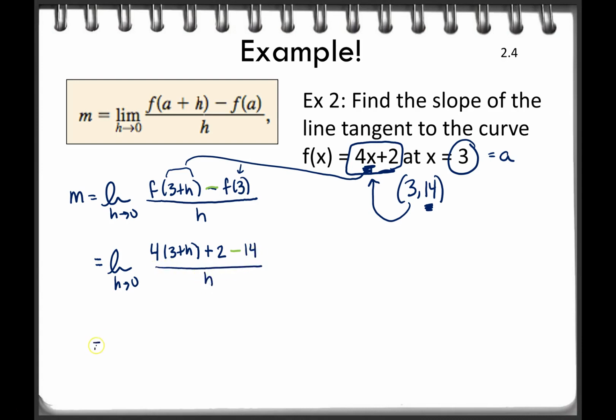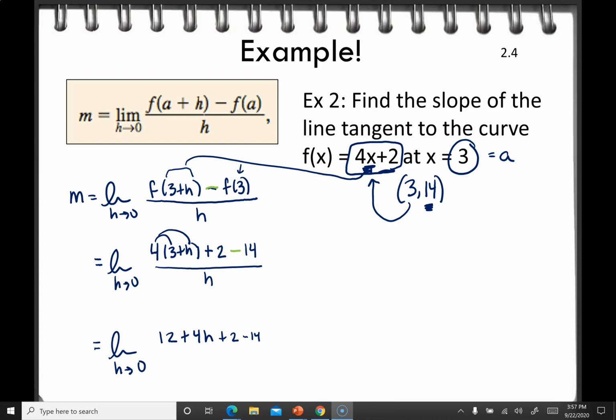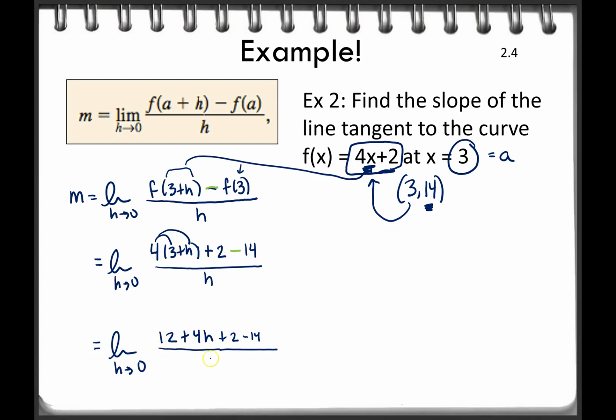This one's kind of nice because you don't have to do FOIL. I'm just going to do distributive property. So I'm going to multiply through here and here. So it's going to be 12 plus 4h. And then don't forget about the plus 2. And then the minus 14. And this is all divided by h. Now at this point you're hoping something cancels, and if it doesn't, you've done something wrong. But you've got that 12, that plus 2, which is 14, and then you minus the 14. So all of these cancel.